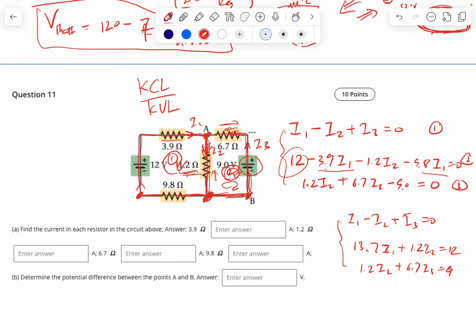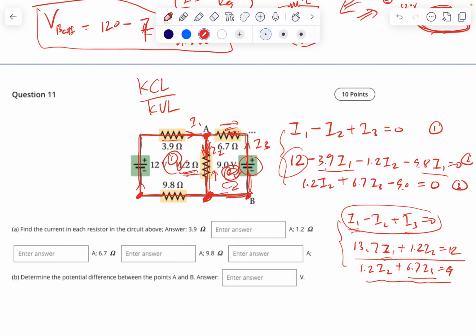The key method here is elimination and substitution. From this equation, you can use I2 to represent I3. From this one, you can use I2 to represent I1, right? Then you can substitute I1 here and I3 here, by I2. So you turn this equation into only I2, and then you can figure out I2. Once you figure out I2, you can go ahead and figure out I1 and I3.